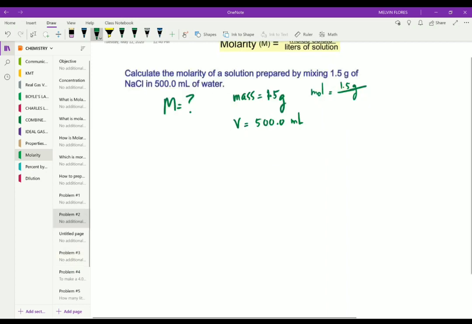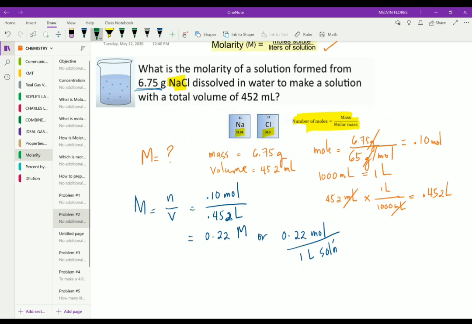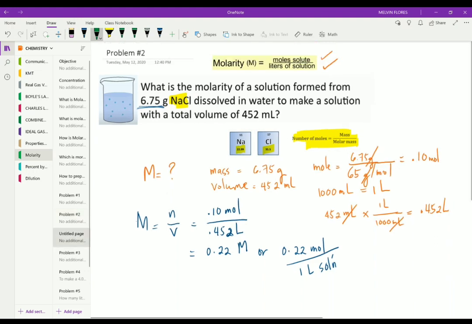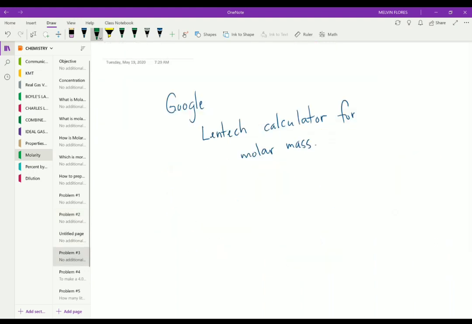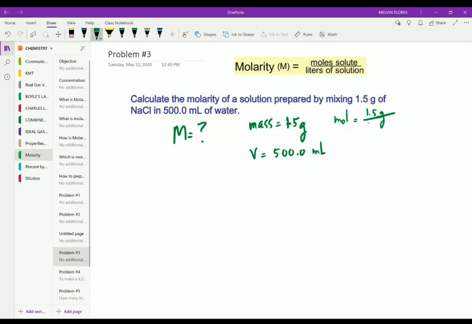Then we use that in problem number 2. The molar mass of NaCl is 65 gram per mole. So we're going to divide by 65 gram per mole. If we cancel gram, we get the mole unit. So that's going to give us 1.5 divided by 65, and that's going to be 0.02 mole.